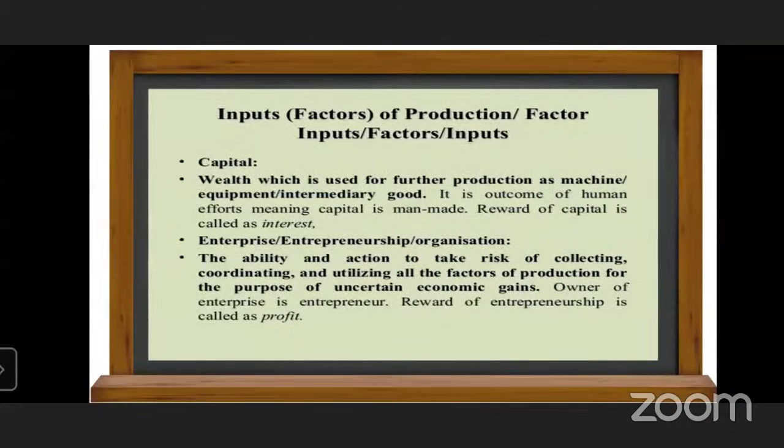Then we have capital. See, capital and organization are produced means of factors, and the other two are original factors of production. So capital is a wealth which is used for further production. So wealth which produces wealth is known as capital.